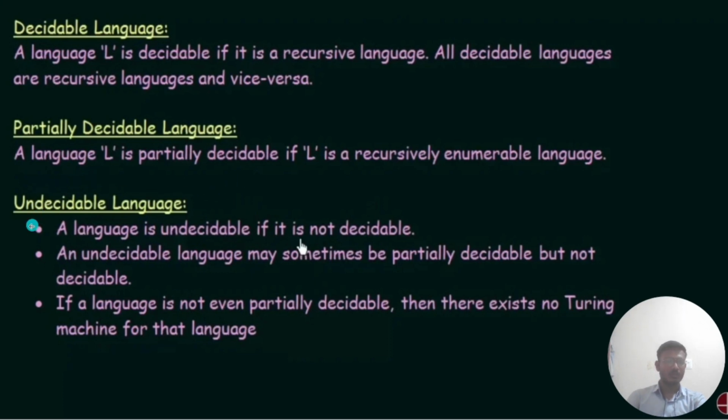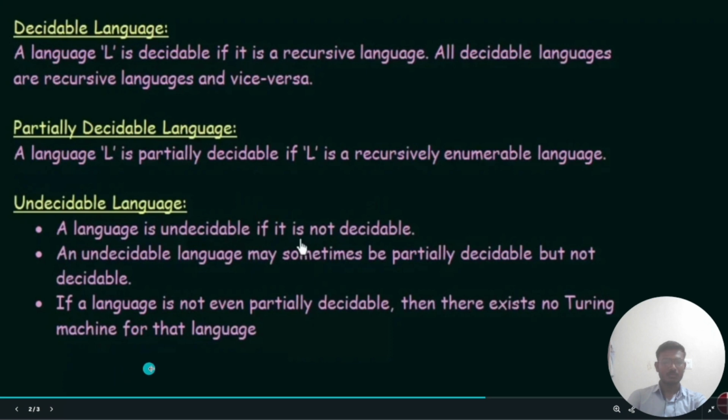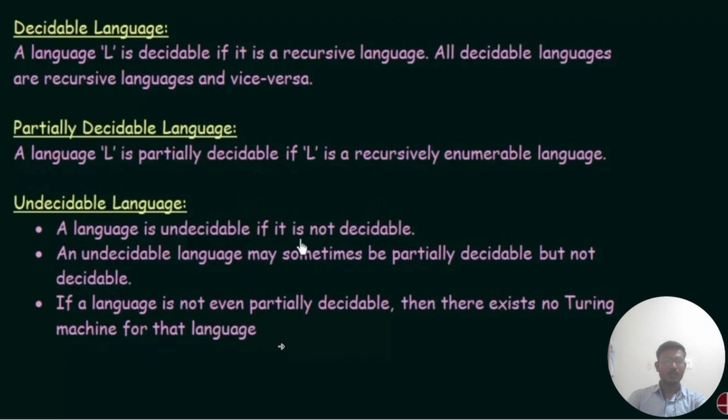So now let's see what is an undecidable language. A language is undecidable if it is not decidable. It is simple. An undecidable language may sometimes be partially decidable but not decidable. If a language is not even partially decidable, then there exists no Turing machine for that language. So it means that if the language is undecidable, then there may exist no Turing machine, and an undecidable language may sometimes be partially decidable.